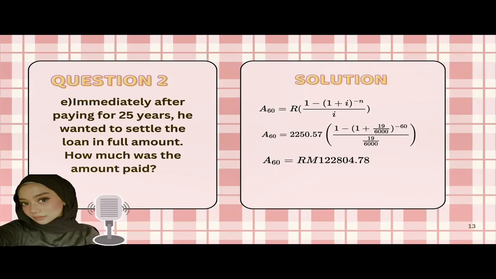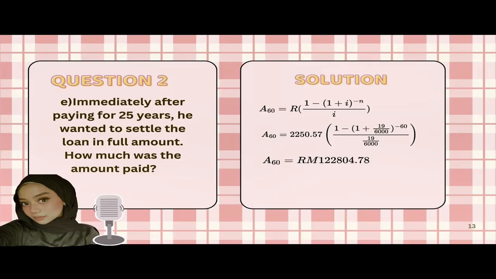For question 2E, immediately after paying for 25 years, he wanted to settle the loan in full. How much was the amount paid? For this question, we use the formula of the present value of an ordinary annuity, which is A equals R times 1 minus (1 plus i) to the power of negative n, over i. R is equal to 2250.57, and 1 minus (1 plus 19 over 6,000) to the power of negative 60.